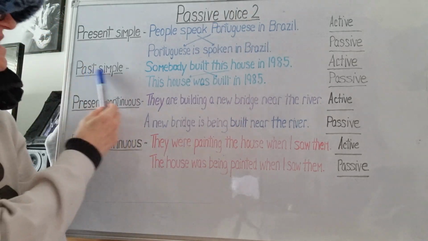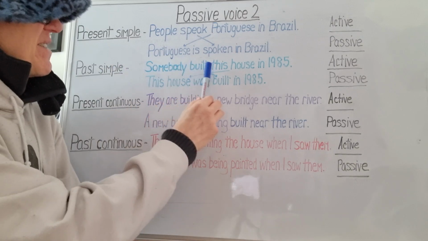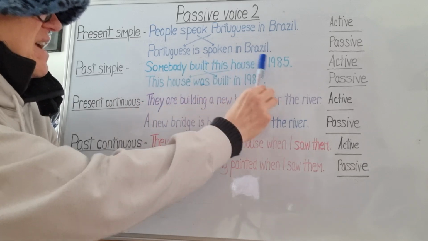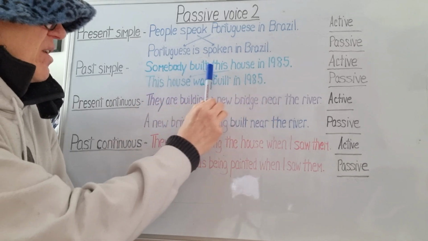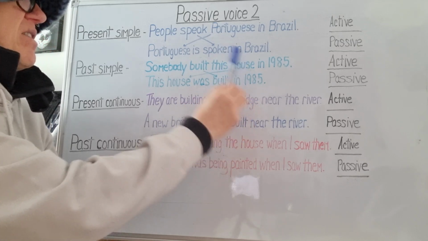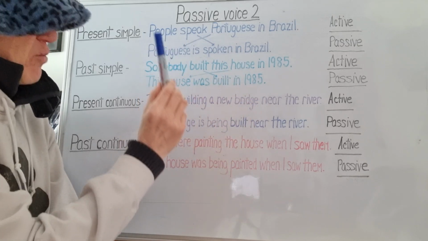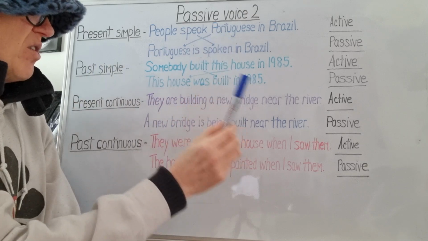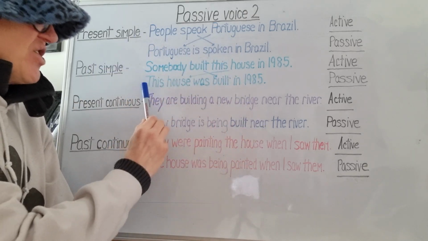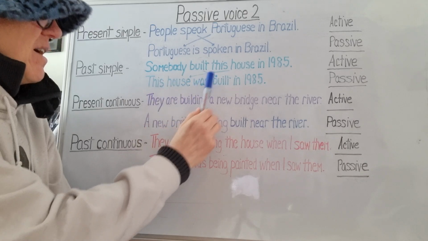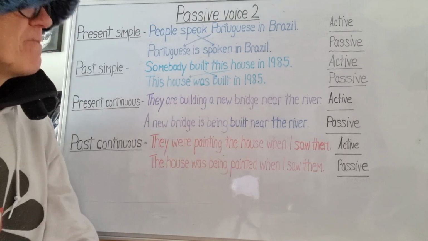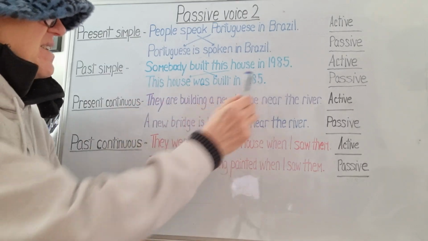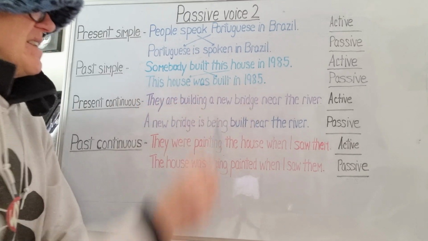Okay, now let's look at past simple. Somebody built this house in 1985. That's an active sentence. Subject, verb, object. We take our object, it becomes the subject of the passive sentence. Then we use the correct conjugation of to be. In this case, past simple, was or were. I was, you were, he, she, it was. Built, past participle of the verb. It's the same as the past simple. Build, built, built. In 1985. This house was built in 1985.